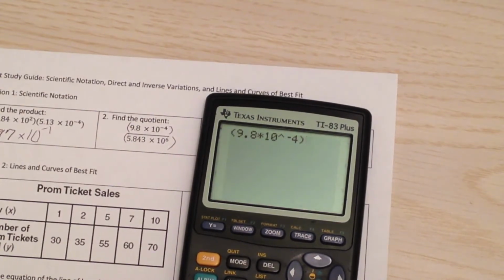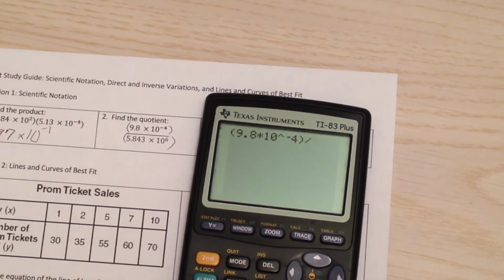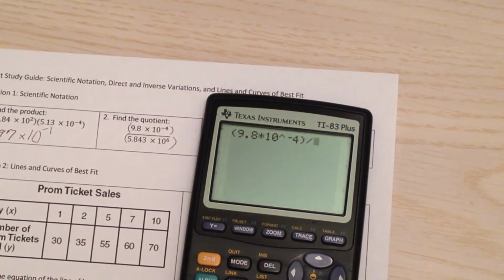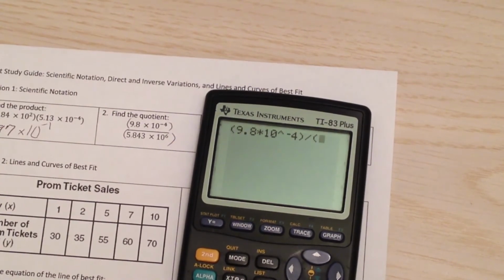In parentheses, divide. Now he promised me he wasn't going to bark today, and he's already barking. I apologize for him.